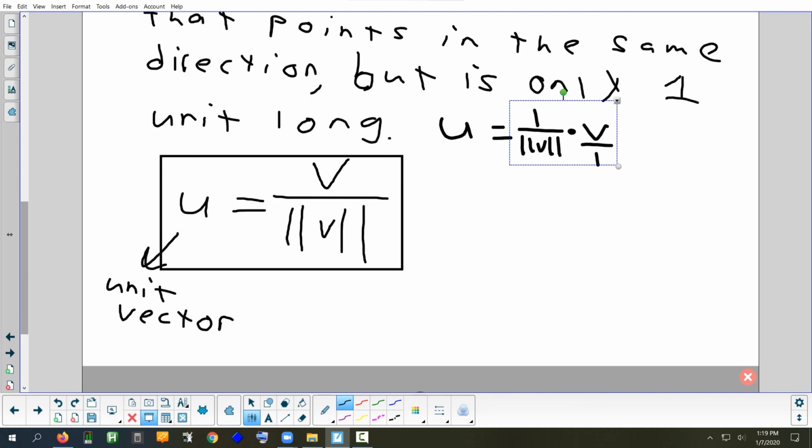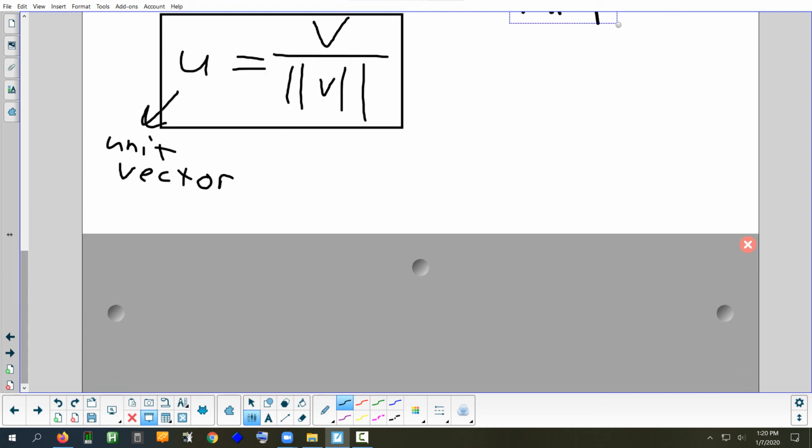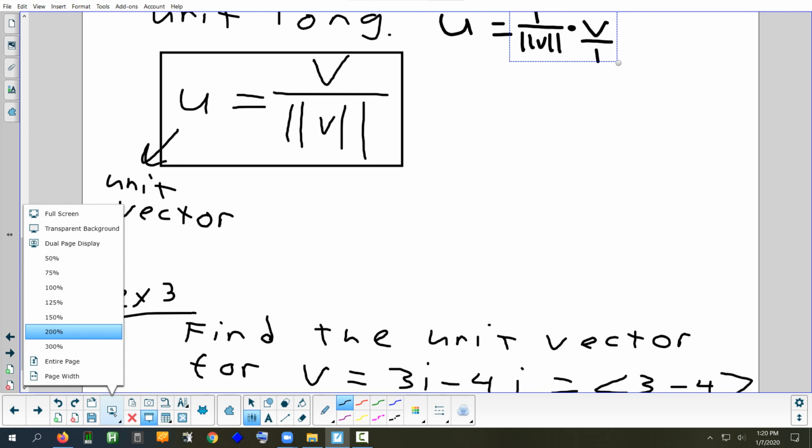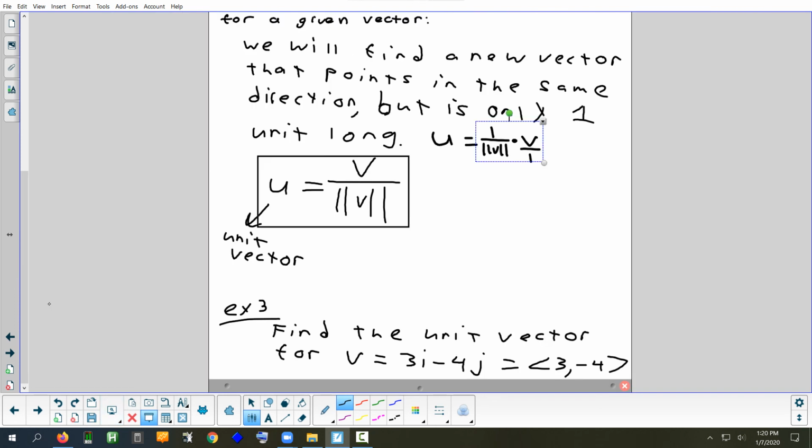So in a problem like this, the very first thing you have to do is find the length of the vector they give you. That's step 1. Find the length of the vector they give you. Step 2, scale your vector by the reciprocal of that. That means flip it, put it in the bottom. All right, let's try an example. So, I want to find a unit vector for this. Now, the vector I'm giving you is 3i minus 4j.